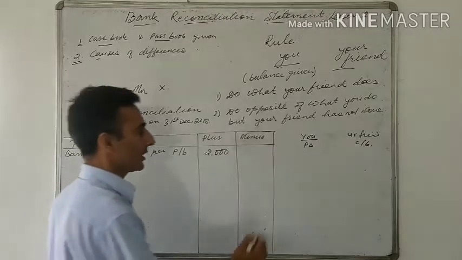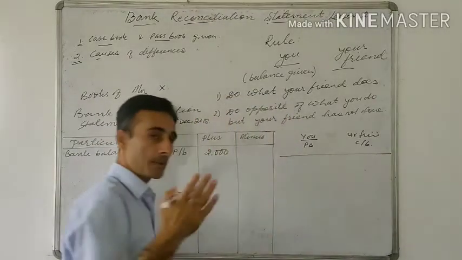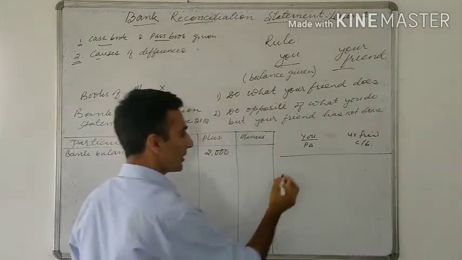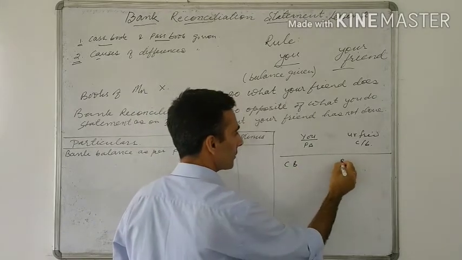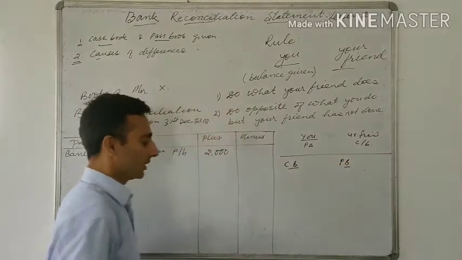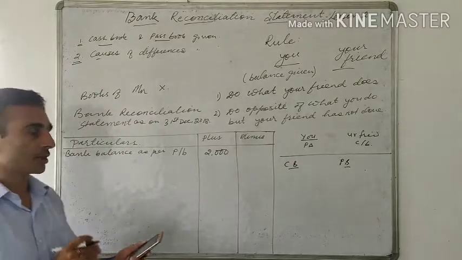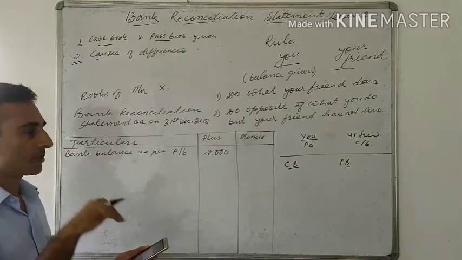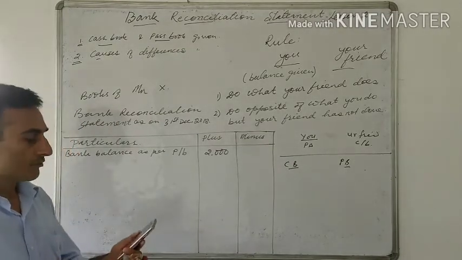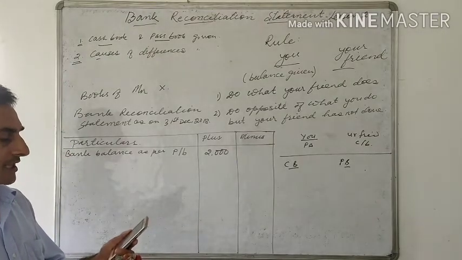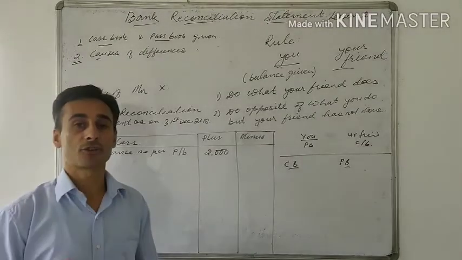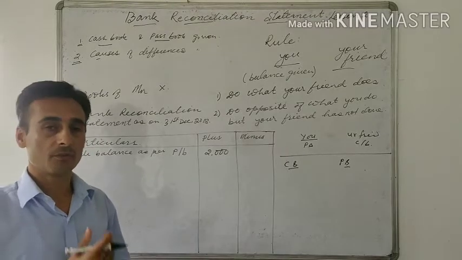Okay, so now let's check. In order to prepare a bank reconciliation statement, you require the cash book and also the passbook. Now let's read the question and find out what is happening in the cash book and passbook. Check issued but not presented for payment, 6,000. Who issued the check? The firm issued the check.